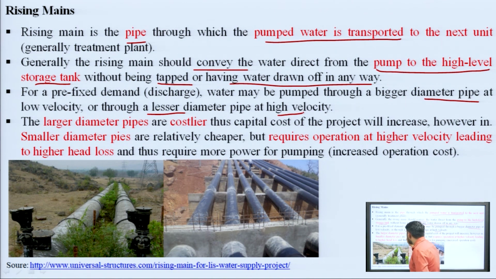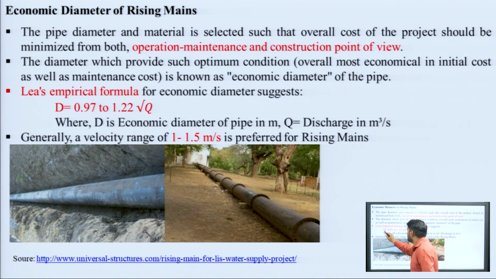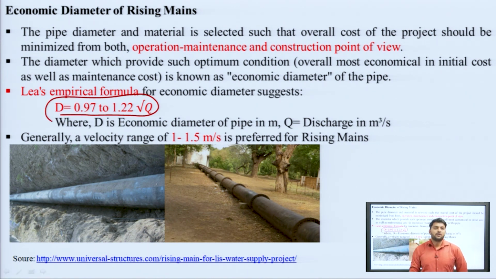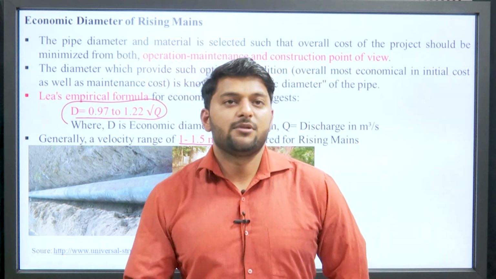Larger diameter pipes are costlier, which increases the cost of the project, and smaller diameter pipes are relatively cheaper but require higher velocity, which results in higher head loss. Thus we have to go for more power for pumping. So the pipe should be designed for economic value. The economical diameter for a rising main will be D equals 0.97 to 1.22 root Q, and the velocity preferred for designing is 1 to 1.5 meter per second.